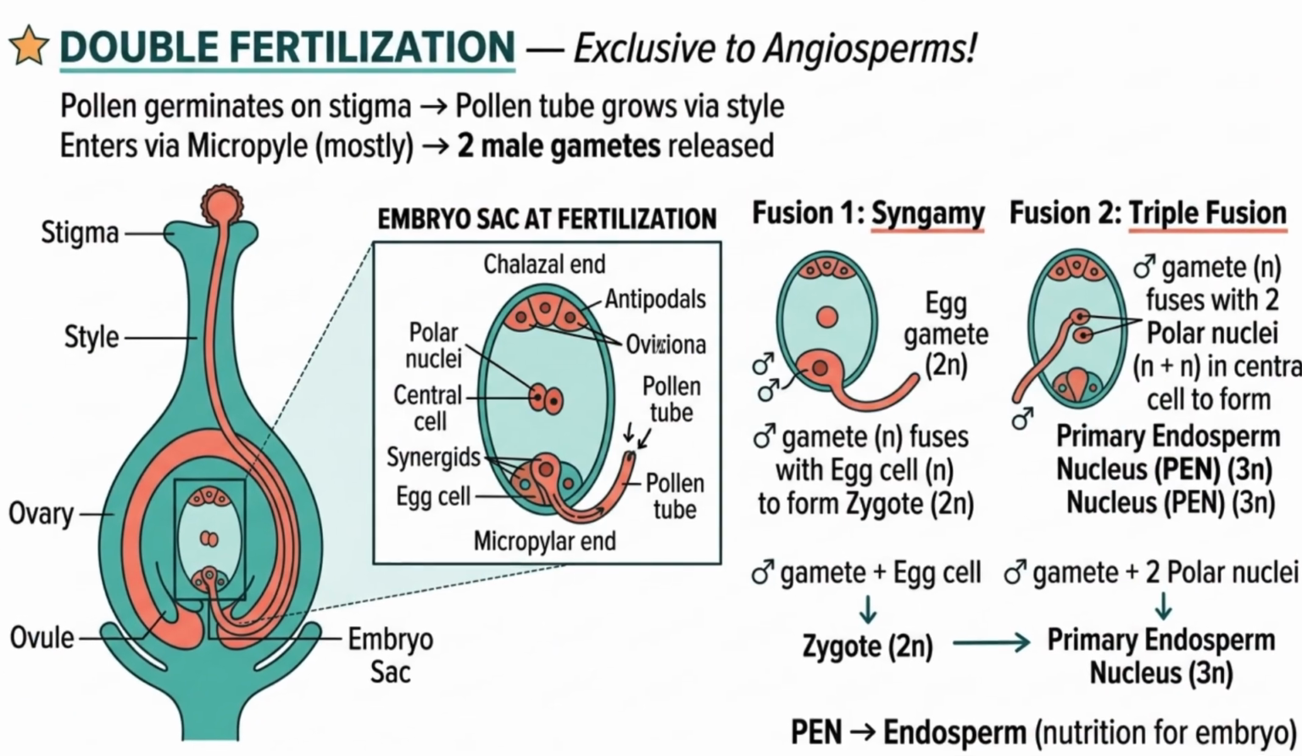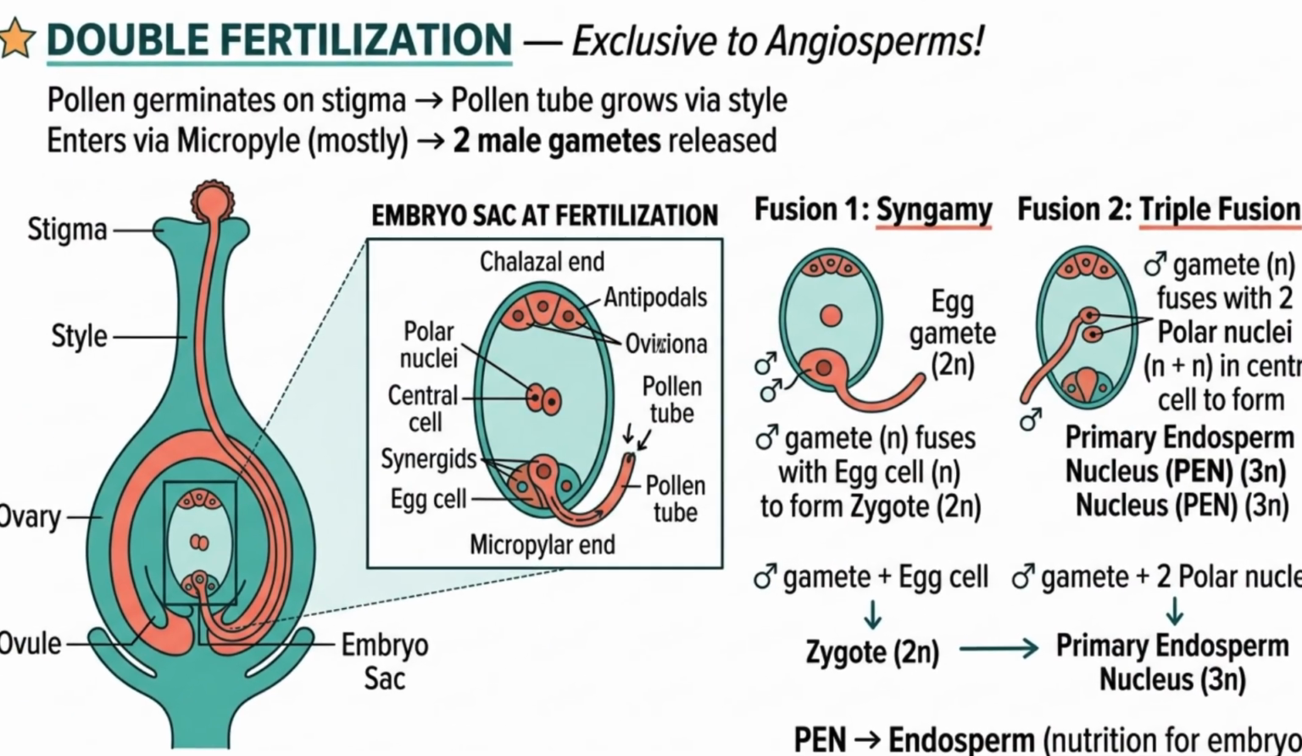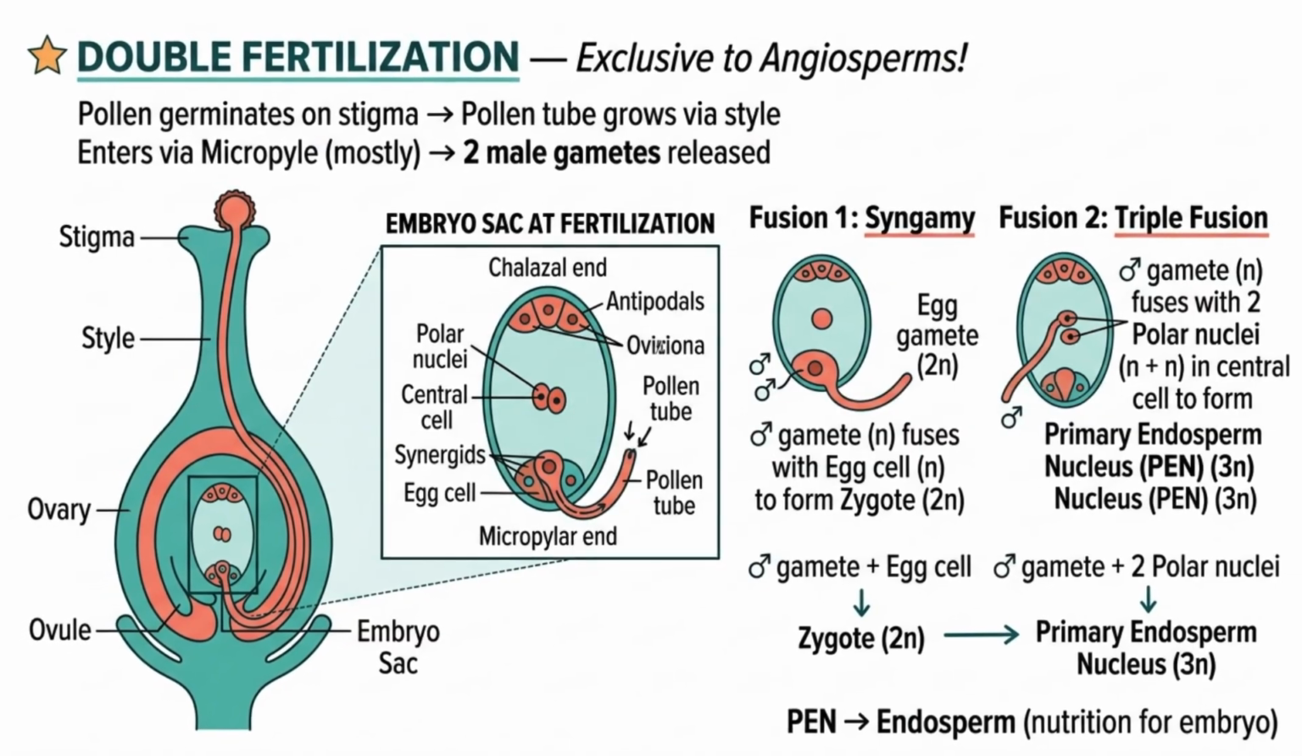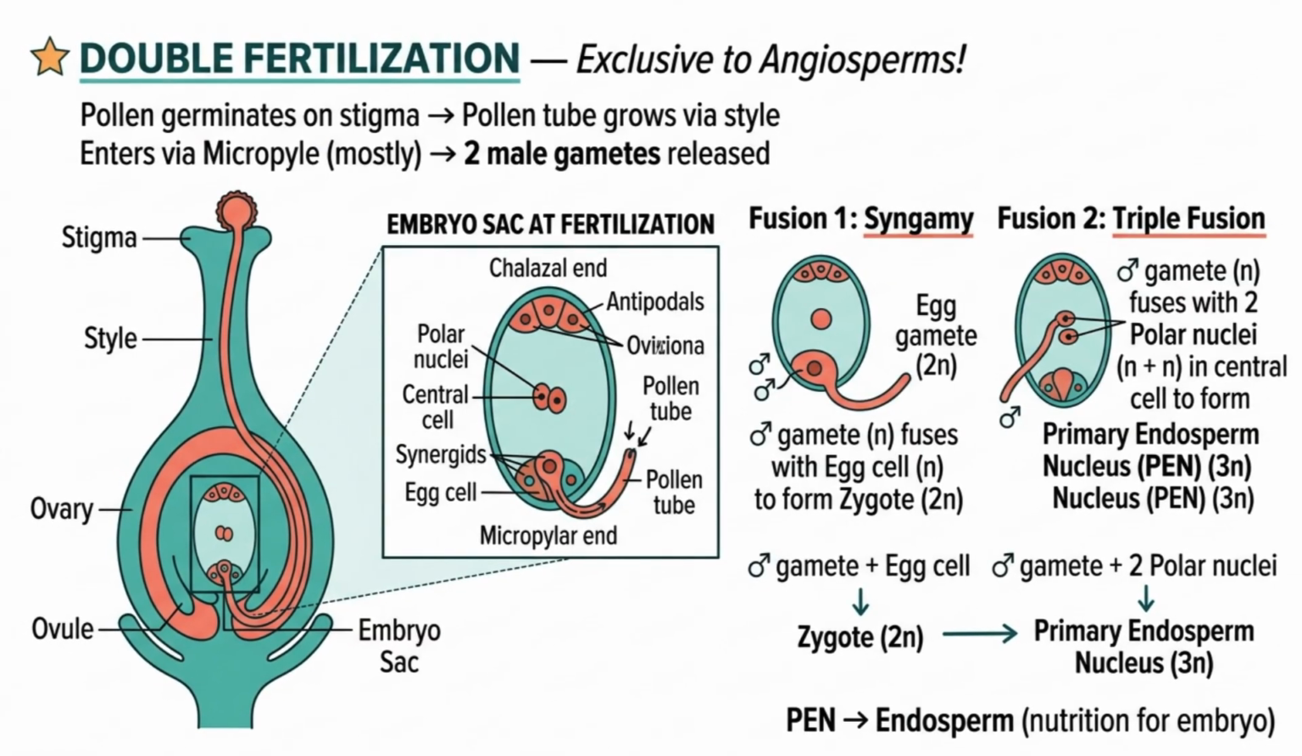This is the most important concept in this chapter: double fertilization. It is unique to angiosperms. After pollination, the pollen grain germinates on the stigma. The pollen tube grows down the style and enters the ovule through the micropyle. It releases 2 male gametes. The first male gamete fuses with the egg cell. This is called syngamy, producing the diploid zygote, which develops into the embryo.